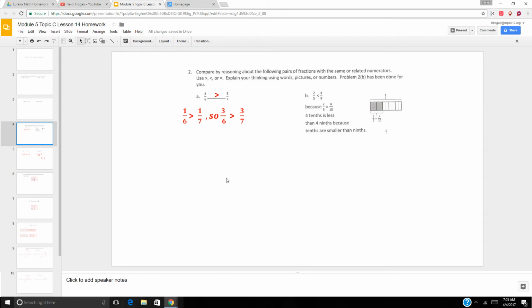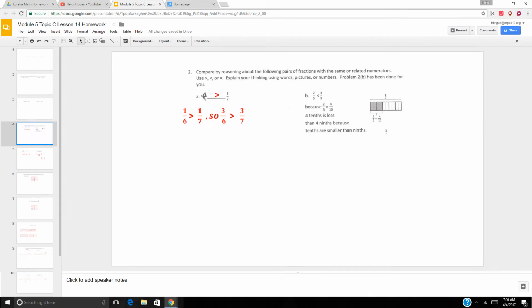So now you're going to compare with the actual fraction rather than written in unit form. And we're going to compare them using words, pictures, numbers, and B is done for you. So we have 2/5 and 4/9. So you could draw this, and we know that 2/5 is equal to 4/10. So 4/9. 4/10 is less than 4/9 because tenths are smaller than ninths. So you have to think of it that way.